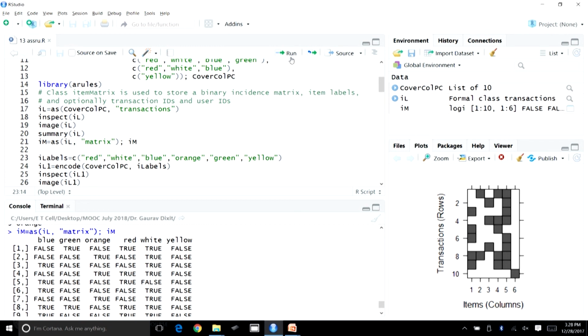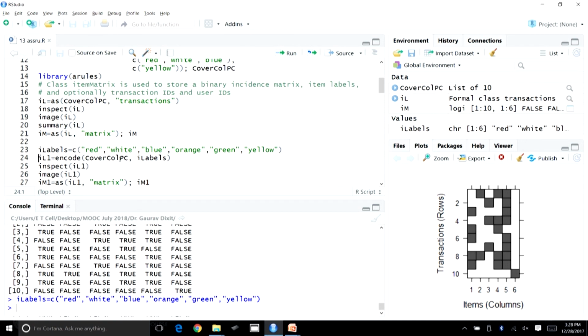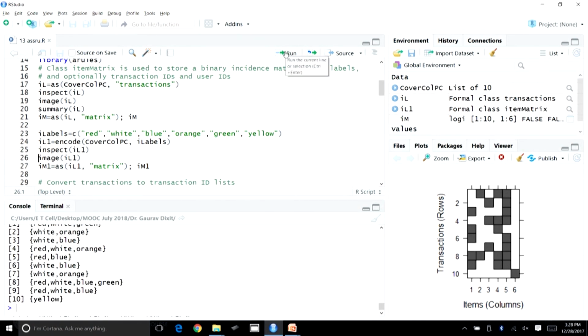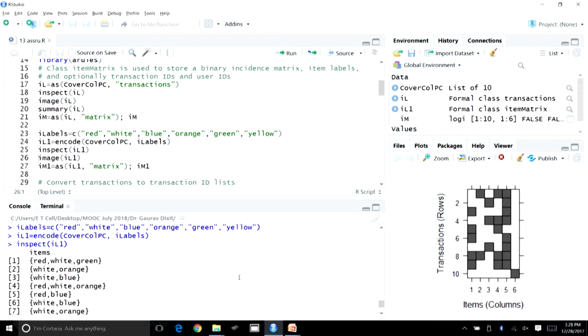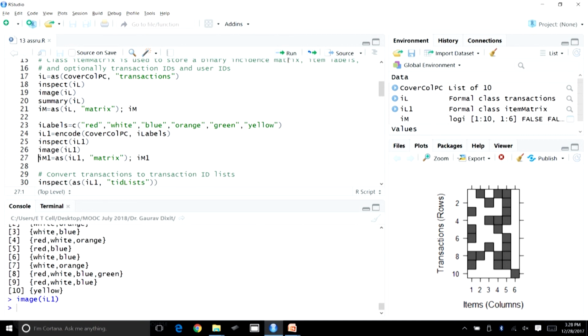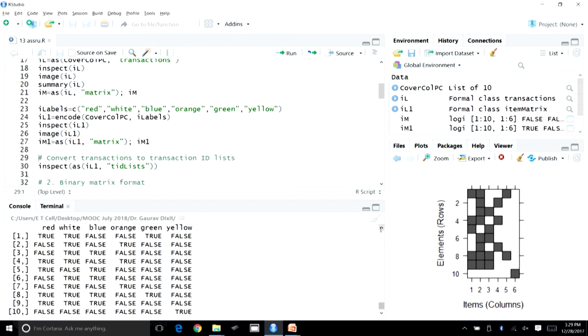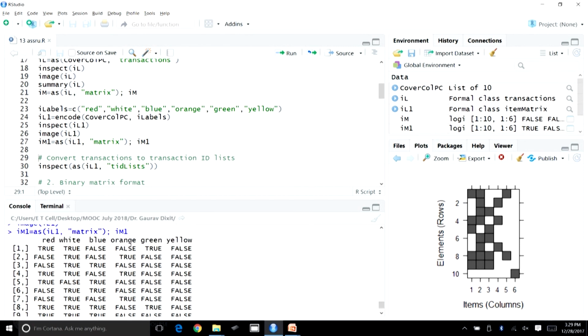So let us run this, and then the encode function can be used to change these label names, and you would see we have run inspect on this new variable. You can run the image function. You can see here, now we can create our new matrix. Now if we scroll, you can see the column names, the order has changed. Now depending on the order that you want, you can create it in this fashion, and this is the binary matrix format that we have.